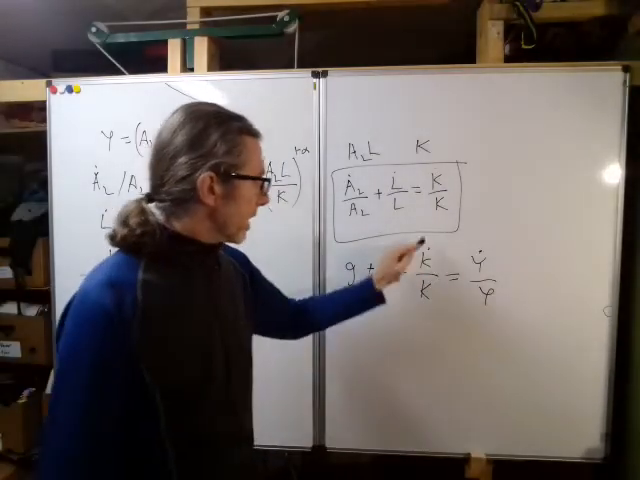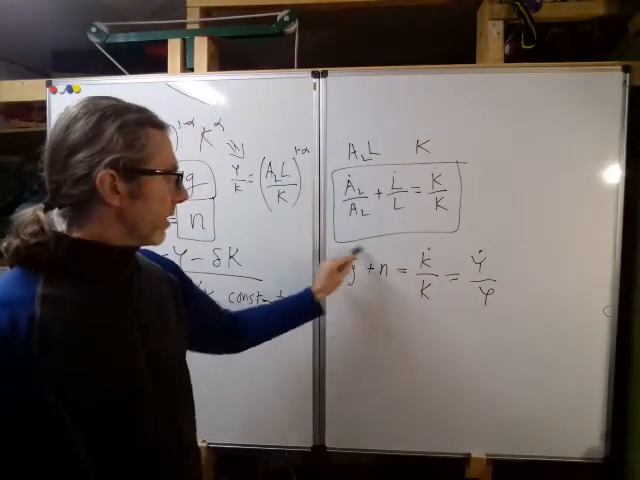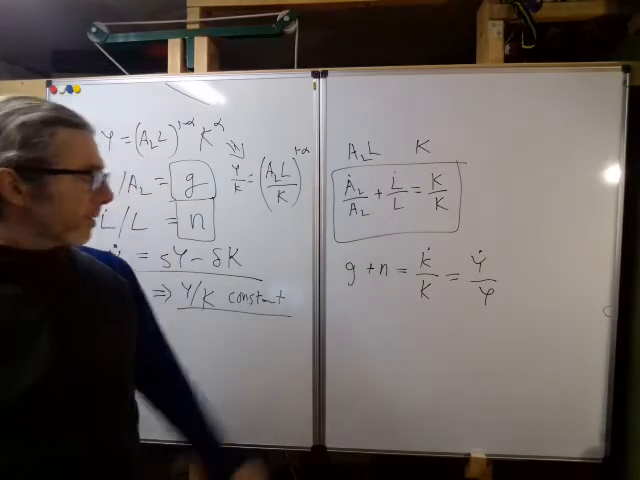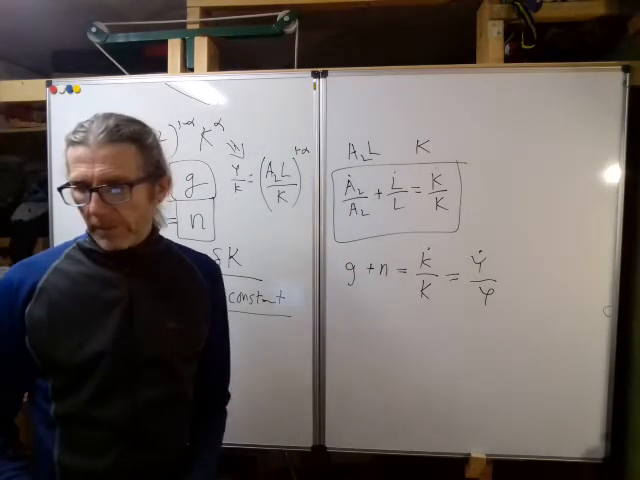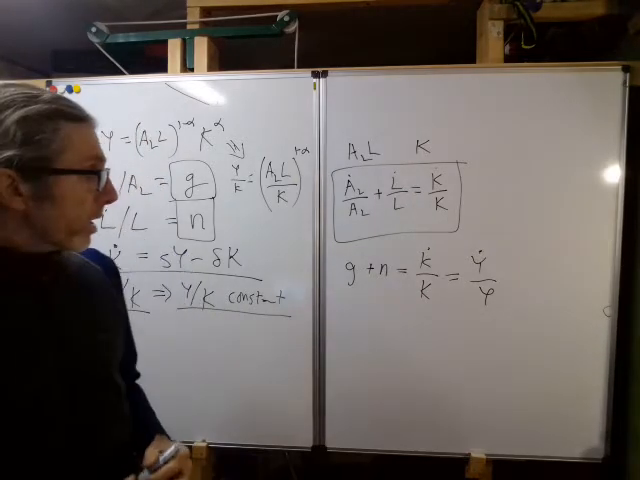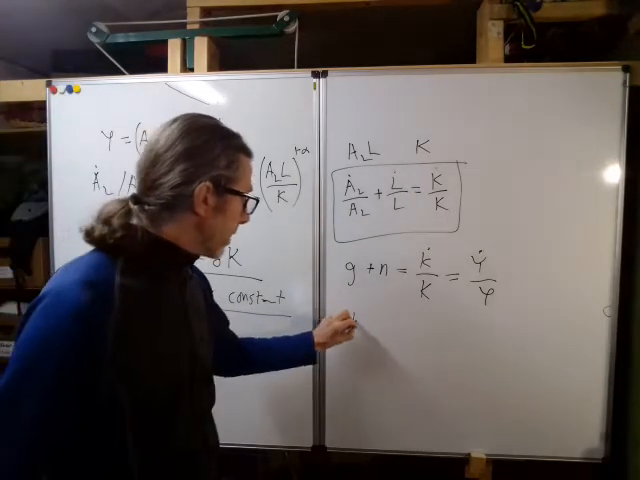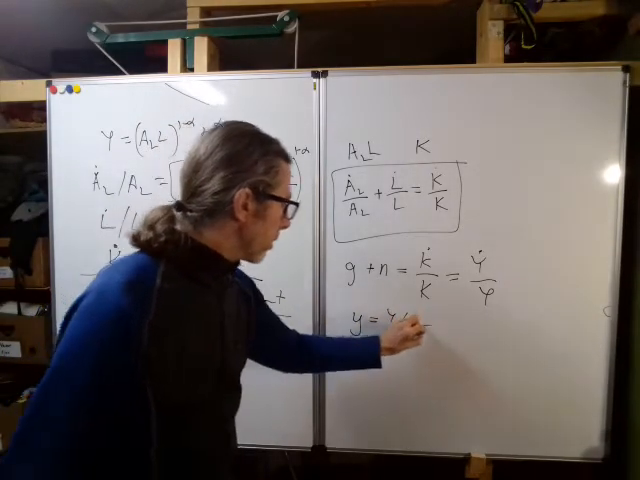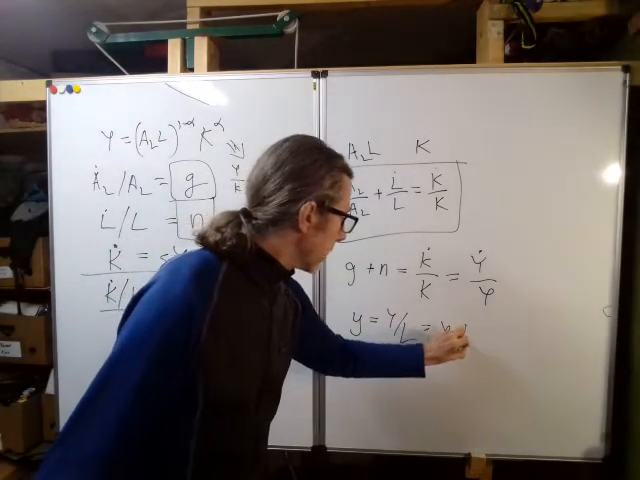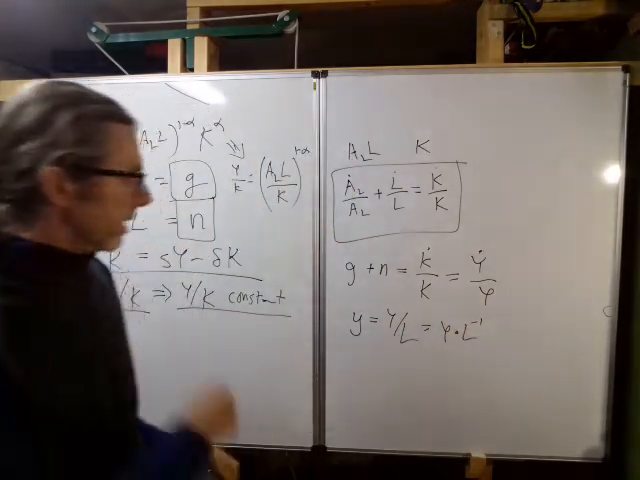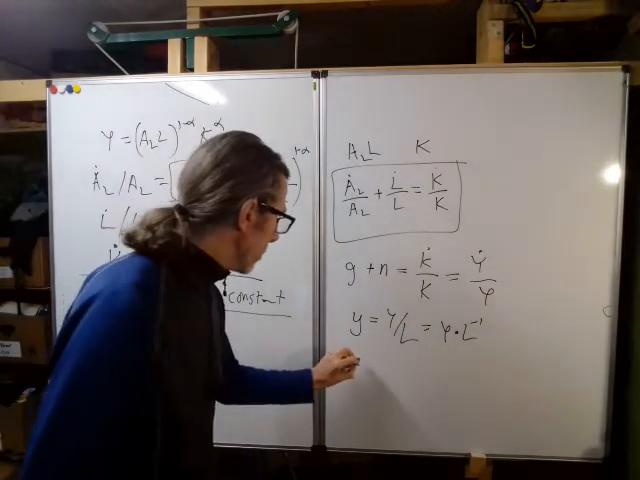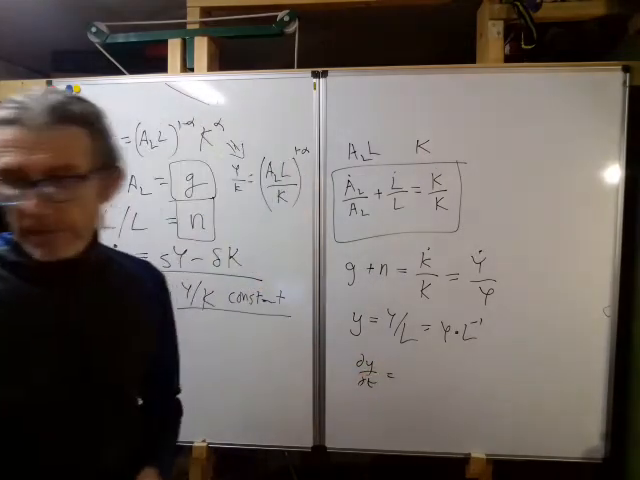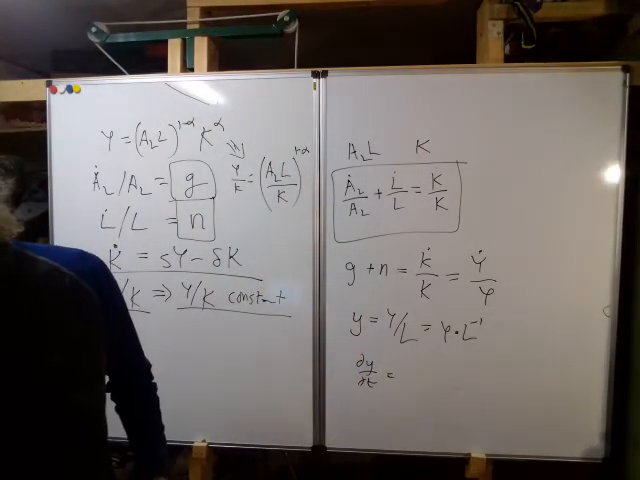So production and capital grow at equal rates, and that rate is the sum of the growth rate of technology and the growth rate of population. What is the growth rate of little y, which is Y over L? Well, that's Y times L to the minus 1, isn't it? So what's dy dt?